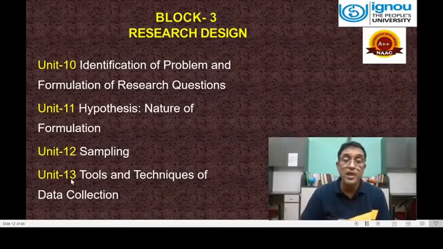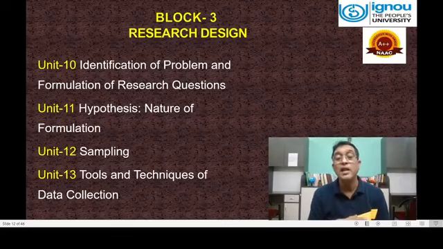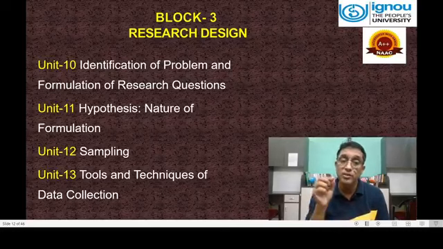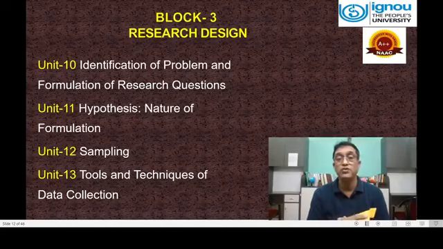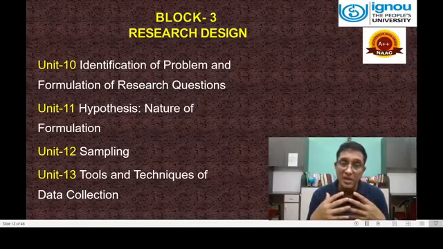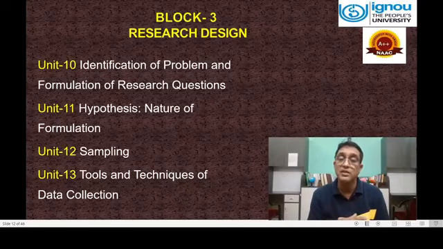And under unit 12, sampling is there. Sampling is of 2 types. One is the probability sampling and the other is the non-probability sampling. So friends, today in this session, we will discuss unit 10, then unit 11, then the probability sampling part of unit 12. And in our next session, we will discuss the rest part of unit 12, that is non-probability sampling, as well as unit 13, that is tools and techniques of data collection.